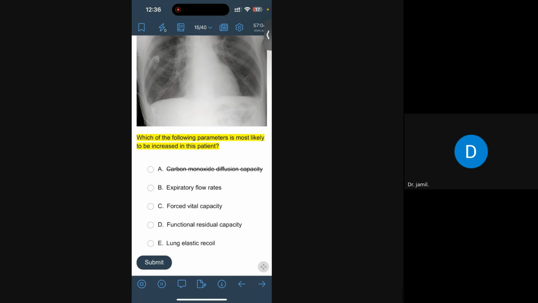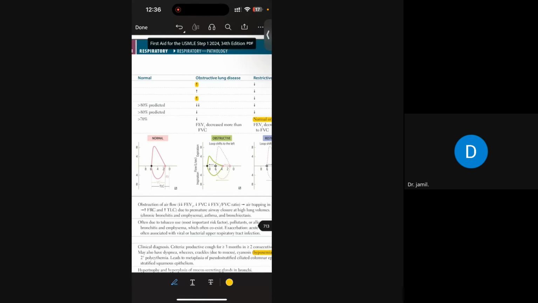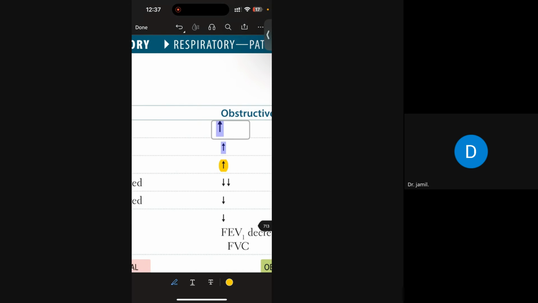What happens to the FEV1? FEV1 decreases. Yes. Forced vital capacity decreases also. Lung elastic recoil decreases. Only the functional residual capacity increases, due to the increase in the residual volume. And in obstructive disease, the residual capacity increases. Okay.